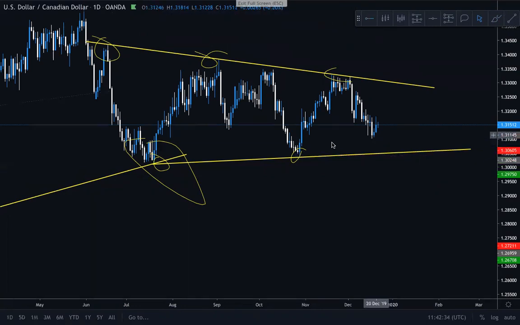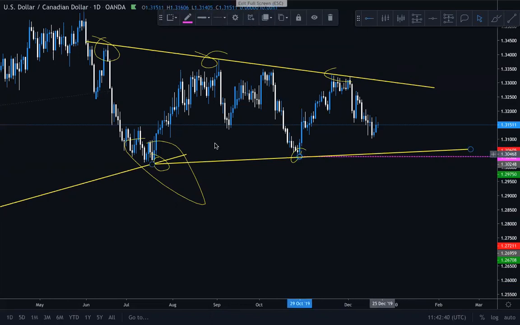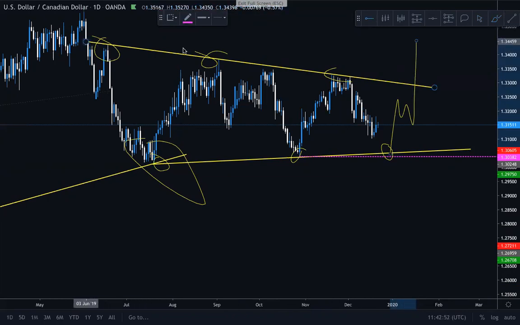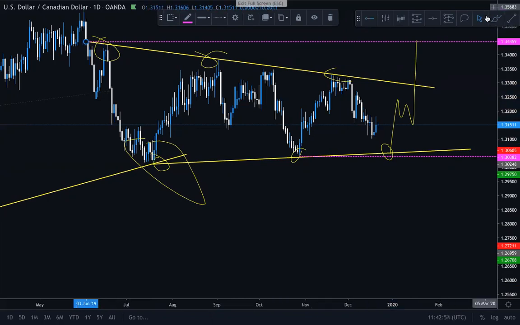We could get another touch of this channel right here, or this more squeezing wedge pattern at this area, before ultimately pushing higher and pushing out of the pattern, completing this pattern if that's what price wants to do, right? And then we could see a break to the downside if that's what price wants to do.